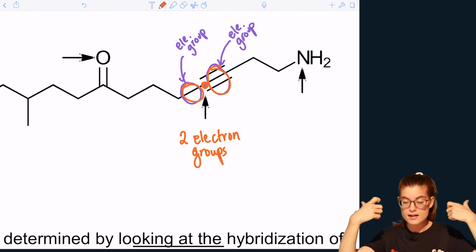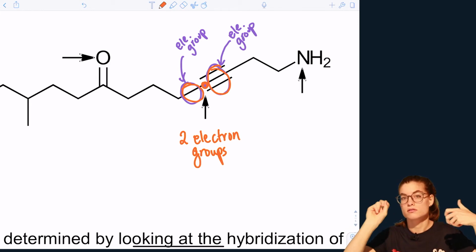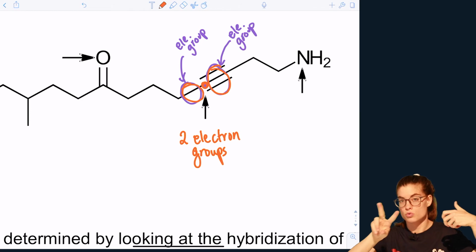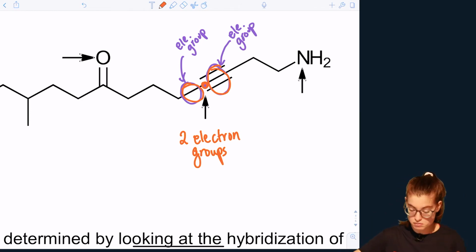And so what hybrid orbital do we have exactly 2 hybrid orbitals of? Well, the answer is sp.